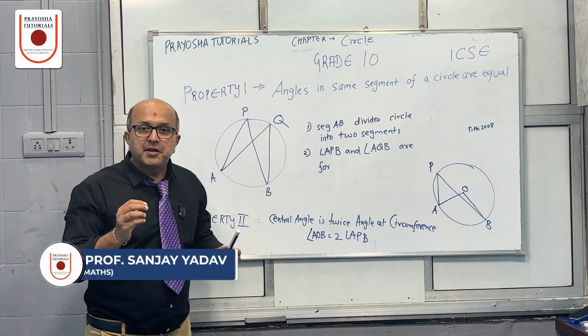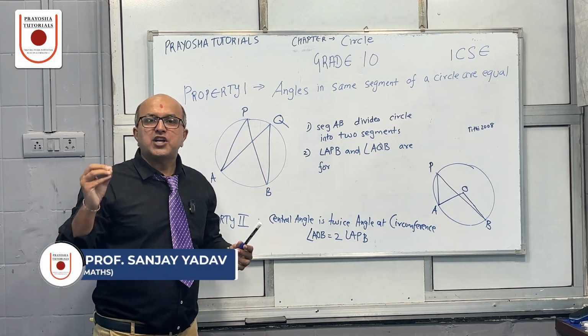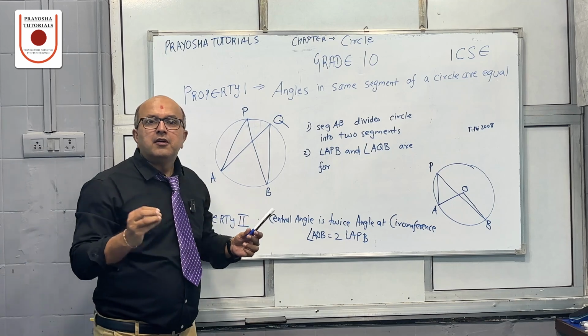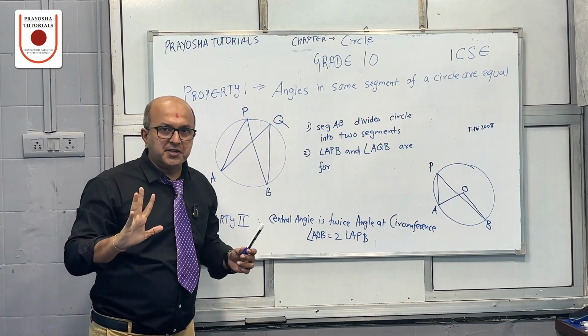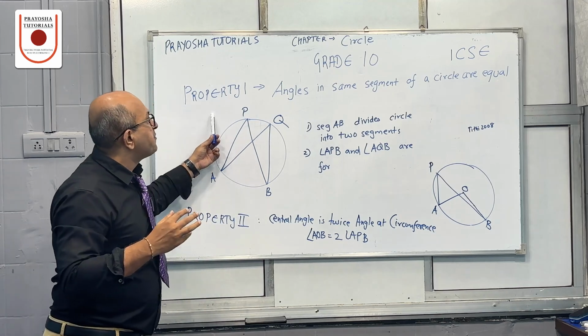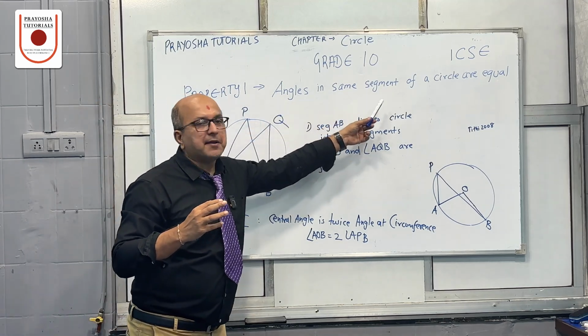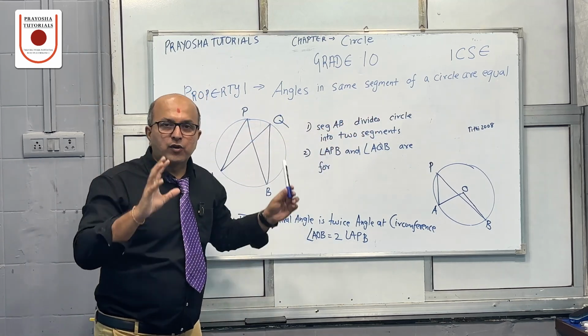Today we would like to discuss the most important chapter of our grade 10, that is circle. And in that, the two most important properties. First property, angles in the same segment of the circle are equal.